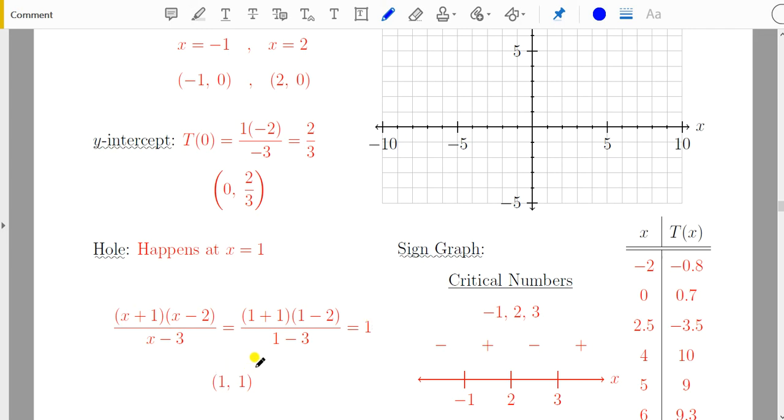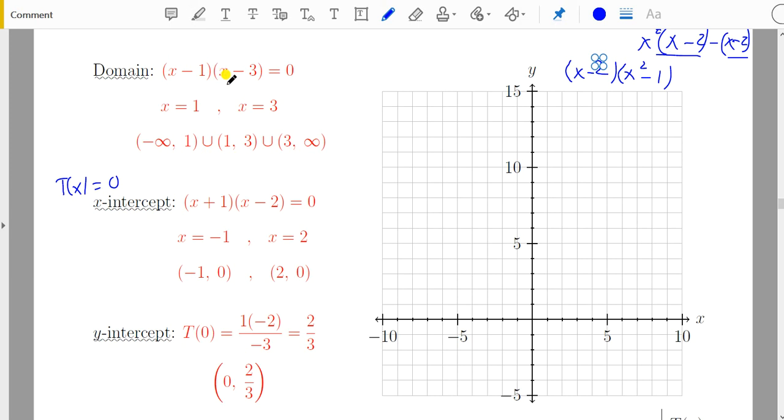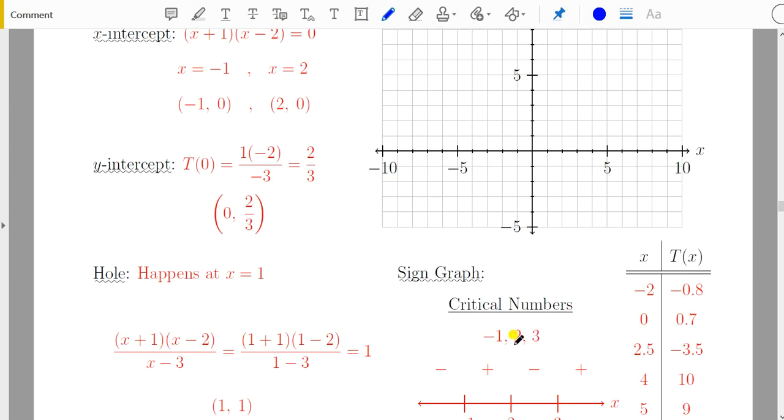Now, to find the critical numbers, we take the values that make the numerator become 0, and also the denominator become 0. And we know from here, the denominator becomes 0 when x equals 1 and 3. So we have 1 and 3.